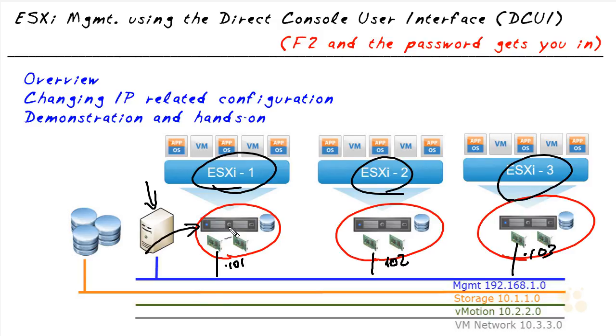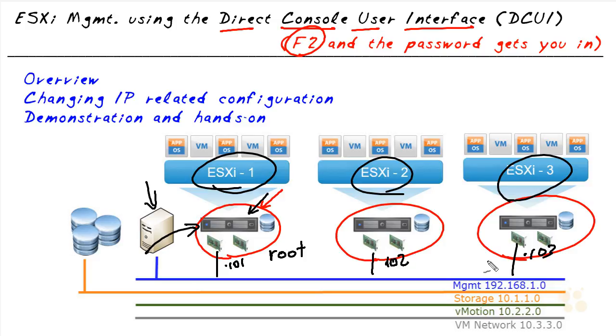Or if we wanted to go directly to the console of this host that's running ESXi, we could go directly to the monitor, to the console on that system, and do some basic management using the DCUI, the Direct Console User Interface. And it's really simple to use. You go to the computer, you hit F2, it's going to ask us for the password that we configured during the installation, and the default username on each of these ESXi hosts is lowercase root.